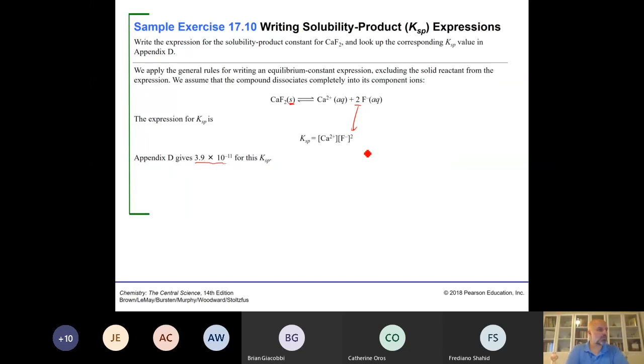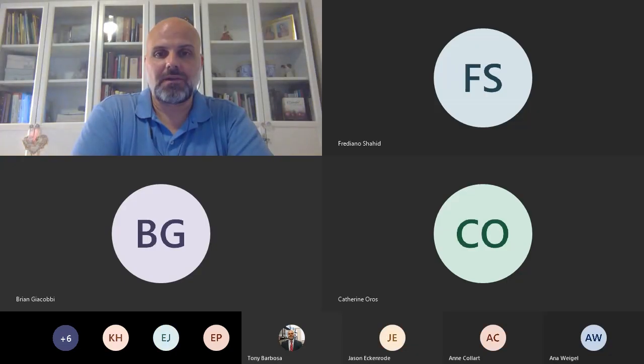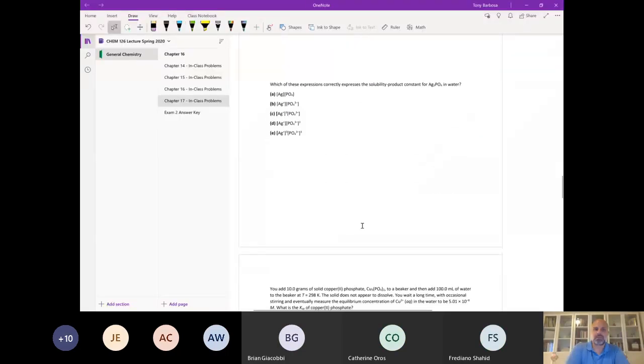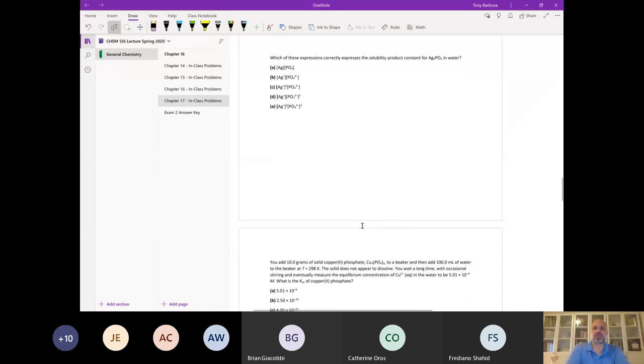Any questions? We'll do a quick sample problem, and hope this makes sense to everyone. This one should be easy. It says, which of these expressions correctly expresses the solubility product constant for silver phosphate in water? So A, B, C, D, E, write your answer in the chat box. What is the KSP going to be for silver phosphate?